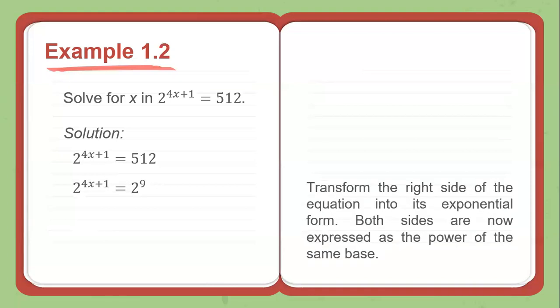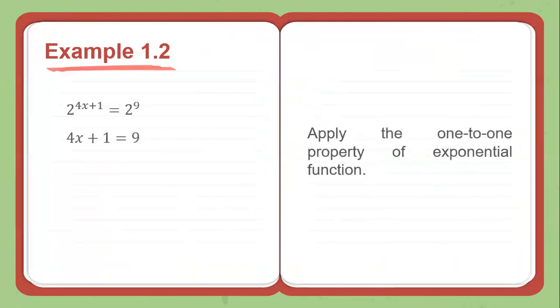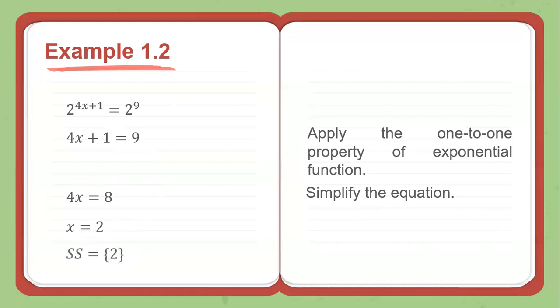So both sides now are expressed as the power of the same base, that is 2. And we know that whenever this case is visible to us, we can apply the one-to-one property of exponential function. Since they have the same base, we can simply equate their exponents. So 4x plus 1 is equal to 9. We can simplify the equation by adding negative 1 to both sides, giving us 4x is equal to 8. Then we can multiply both sides of the equation by 1/4, giving us x is equal to 2, which is the element of our solution set.